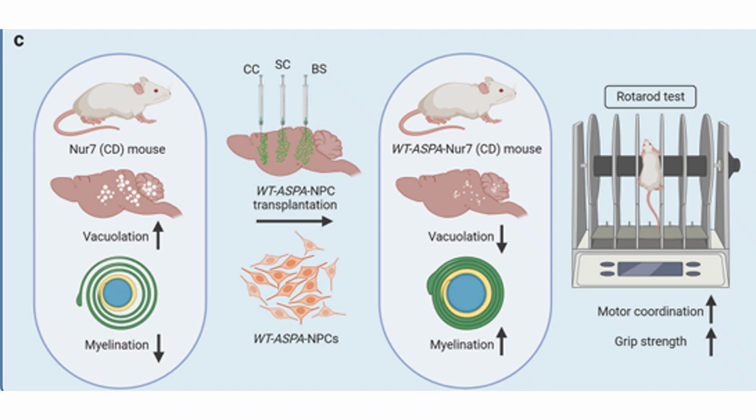Experiments on mice with Canavan disease are used to test the effectiveness of this alternative cell therapy. Before transplant, the mice have myelin defects, motor dysfunction, and spongy degeneration, along with vacuolation. After transplantation of the WT ASPA NPCs into the corpus callosum, the subcortical region, and the brainstem via stereotactic injection, the mice had improved ASPA function or activity, decreased NAA levels, increased myelination, reduced vacuolation, and improved motor function.